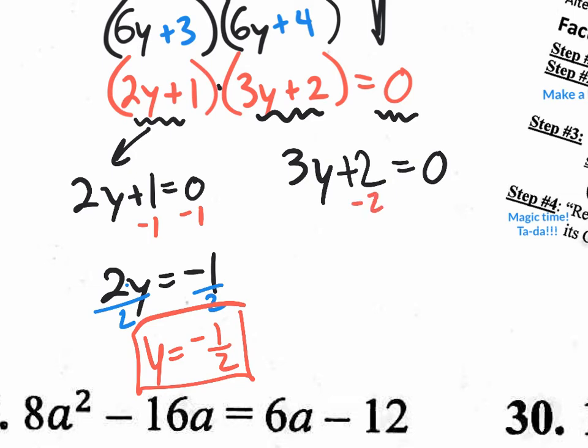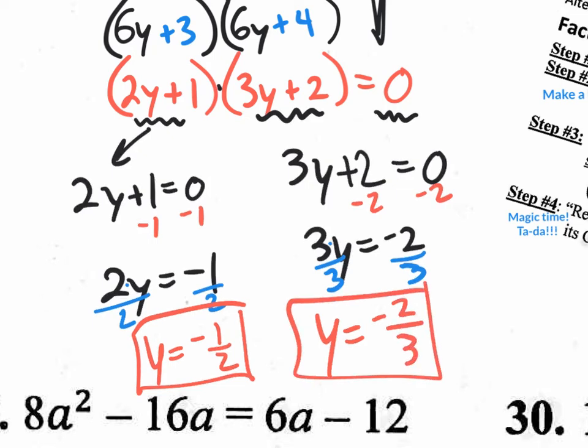The other answer, minus 2, minus 2. You're going to end up with 3y equals negative 2. Final step would be to divide by 3, divide by 3. So y equals negative 2/3.